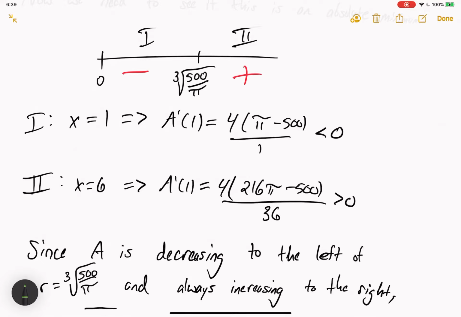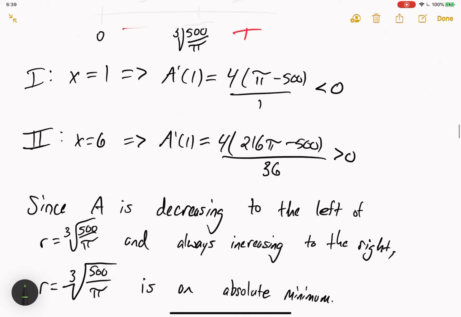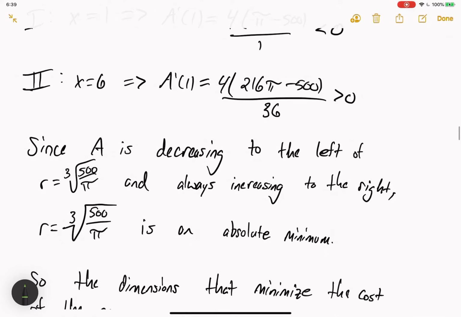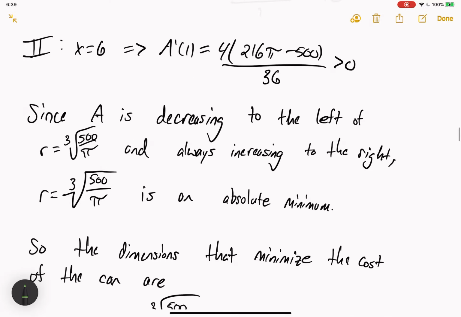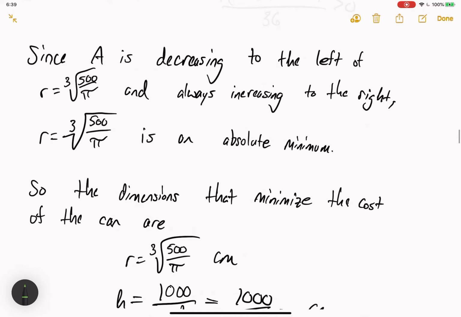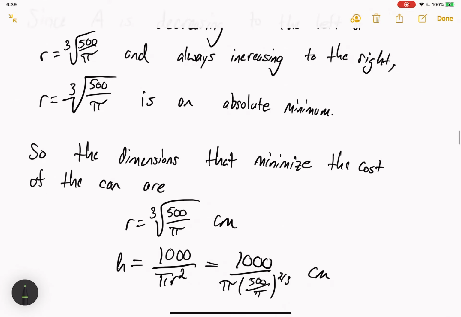We do interval testing. We get it's decreasing and then increasing. This is all pretty standard. So A is decreasing to the left of R, that R value, and is always increasing to the right of that R value, so it is an absolute minimum. Which itself is pretty awesome, and it's exactly what we want.